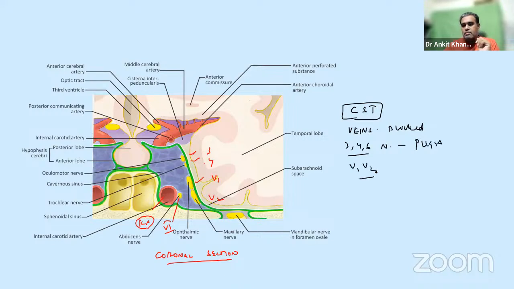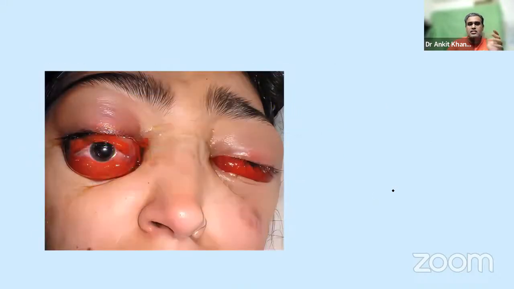V1 and V2 will be compressed, mainly V1. So there will be pain in the eye, because V1 is sensory. If the internal carotid is also getting involved, then there can be development of a fistula between the artery and a vein. So imagine the eyes are congested, painful, and not moving. The condition somewhat looks like this. Not a good picture to see, but you can see a congested eye, a painful eye, and an unable-to-move eye. The condition starts on one side and can reach the other side, becoming bilateral.